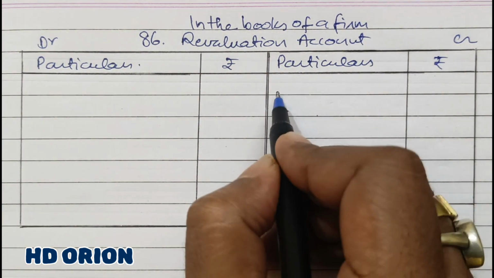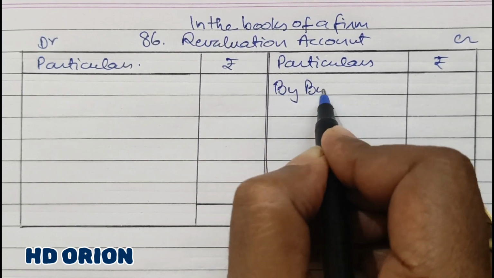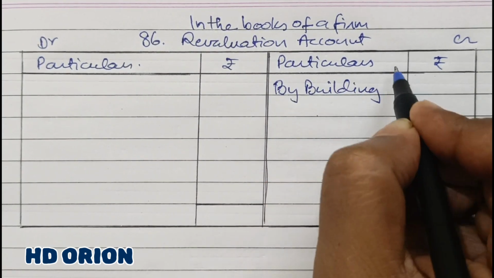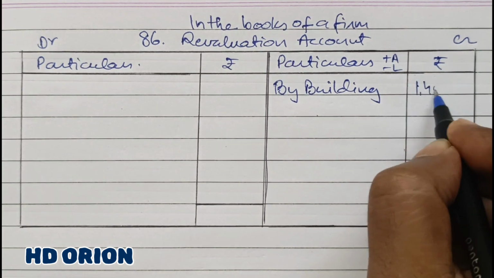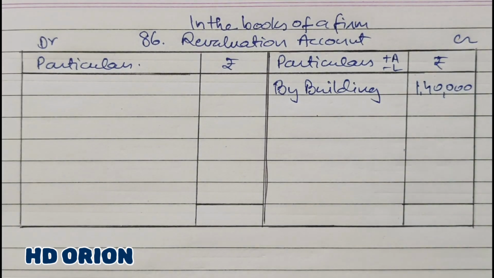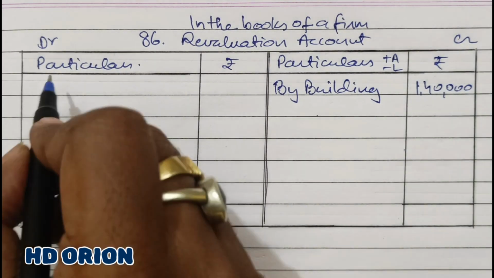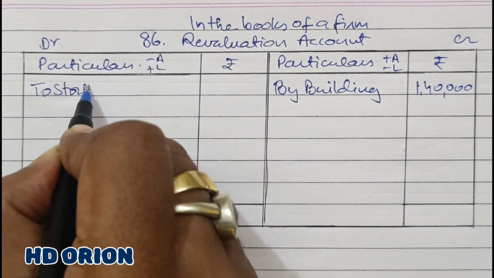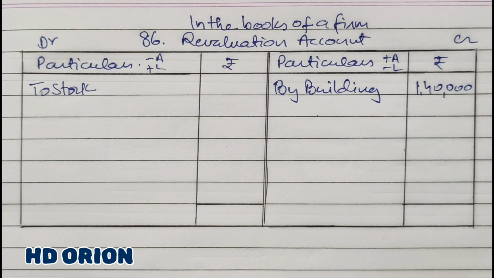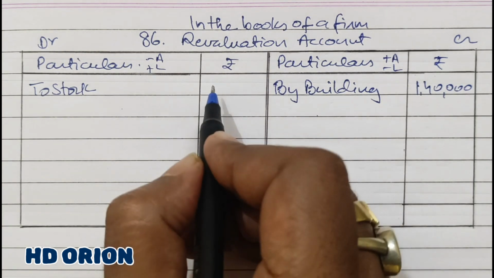Building is appreciated, which is an increase in asset, so it goes to the credit of the revaluation account. Building is appreciated by 20 percent. So 20 percent of 7 lakhs is rupees 1 lakh 40,000. Then stock is to be depreciated, which is a decrease in asset. So stock is decreasing by 30 percent. 30 percent of 2 lakhs is rupees 60,000.